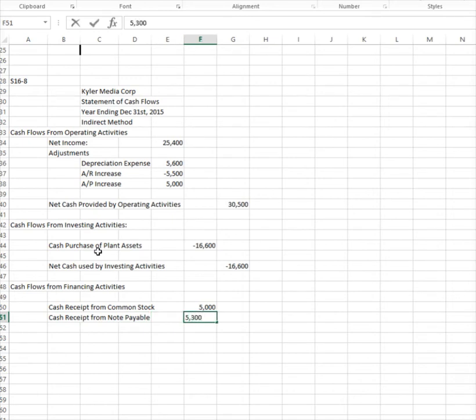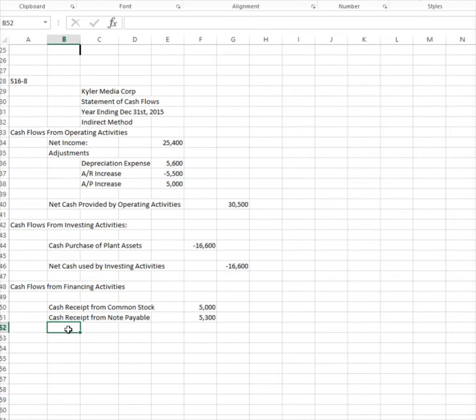$5,300. Remember, all of these pluses and minuses here are not necessarily related to individual accounts, debits, and credits, but rather the effect overall that each of these elements had on cash. So, when we purchase plant assets, yes, that's a debit to an asset account, but what happens to cash when we do that? It goes down. When we issue a note payable, obviously we're going into debt. It's a liability, but the net effect of that on our cash is that we get $5,300 in cash.